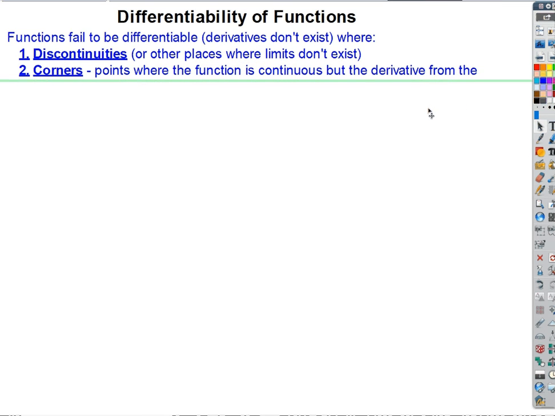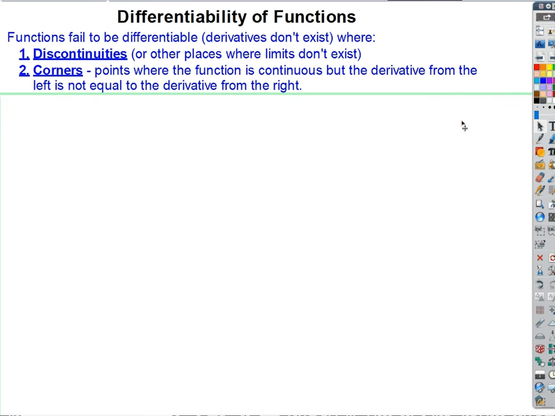Corners. Okay, we'll talk about why this is, but for now we'll just look at the list. Points where a function is continuous, but the derivative from the left is not equal to the derivative from the right. Okay, and we'll talk about that in much more detail here today. But that's another kind of place. And we'll look at examples of all these types of places.